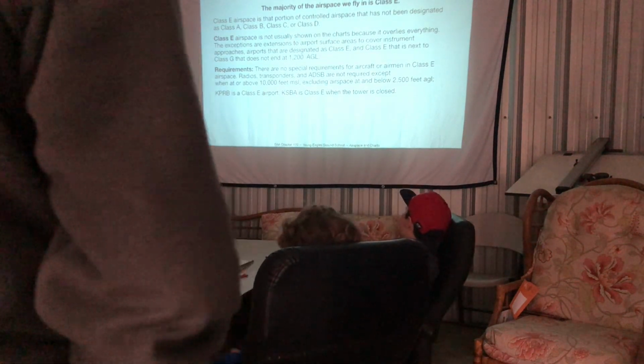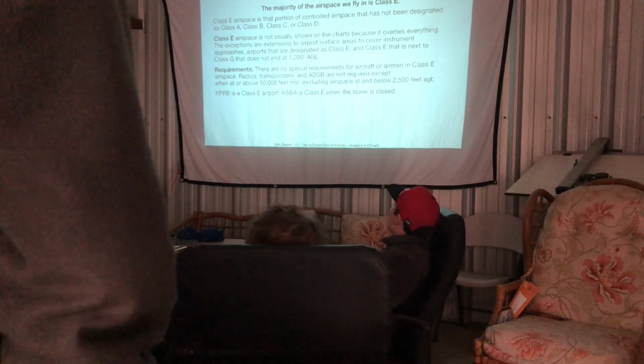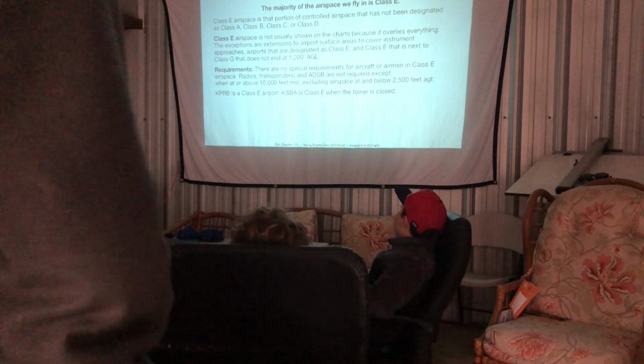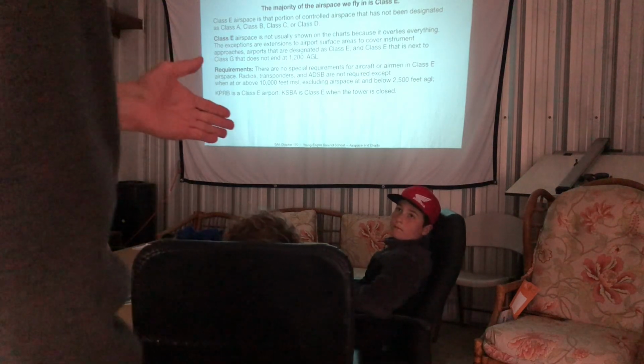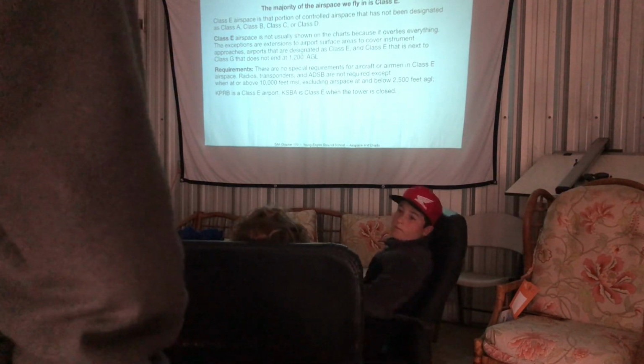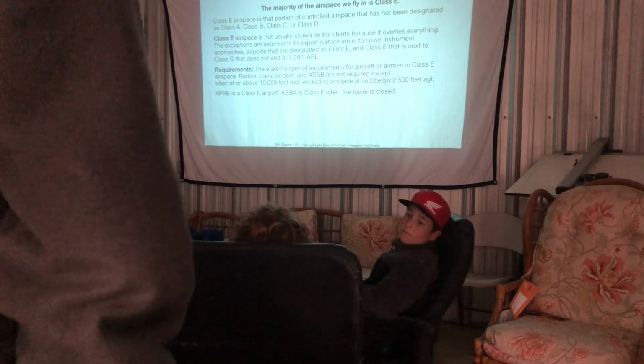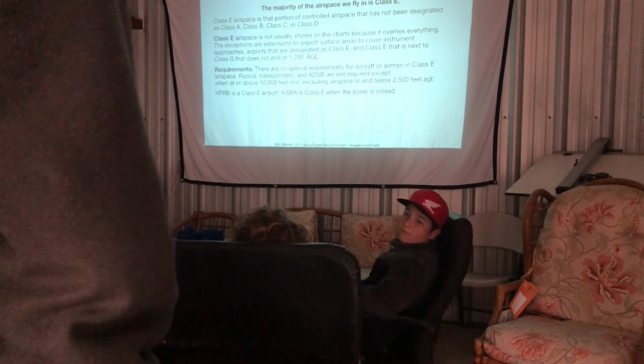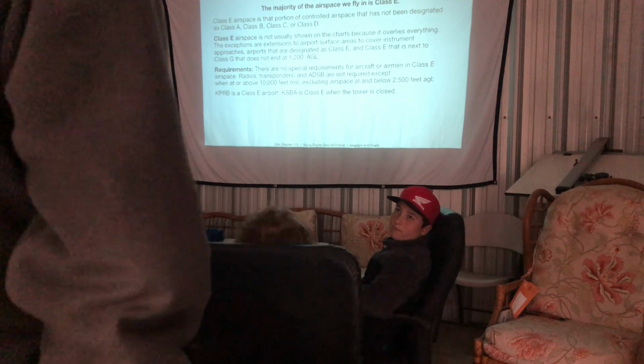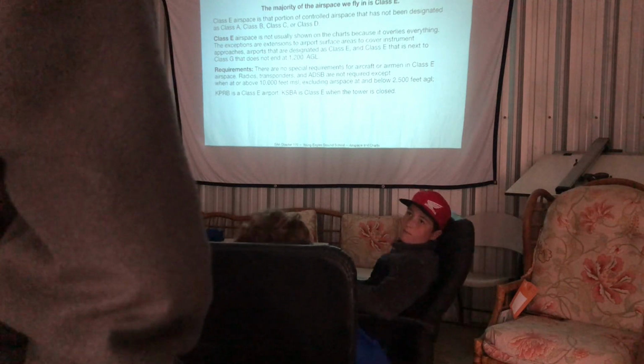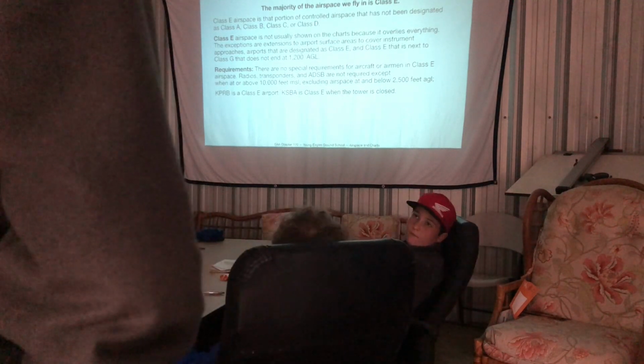So we'll take off out of here. We're in Delta. We take off and say we're going to Santa Maria. Well, it's Echo between here and there. And basically in Class Echo, we don't have to have transponders. We don't have to have ADS-B as long as we're below 10,000 feet.